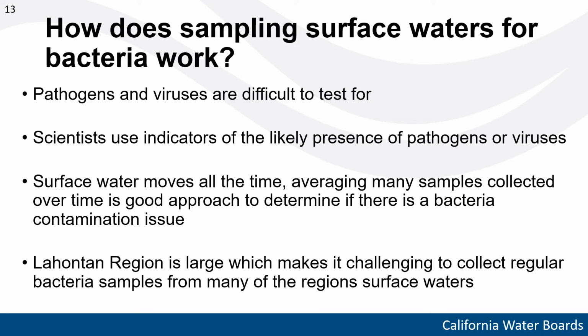Now, surface waters move all the time, and any bacteria in that surface water moves with it. When it comes down to accurately estimating the likely amount of fecal bacteria in a surface water, you need to take many samples spaced out over time. By sampling at regular intervals, for example, every week, the better your understanding of bacteria water quality will be. And this brings me to the final point on this slide.